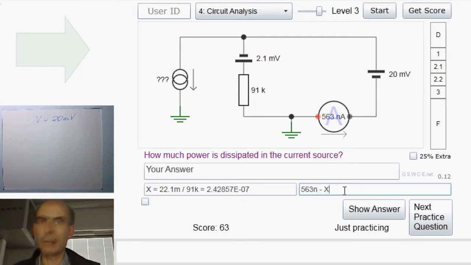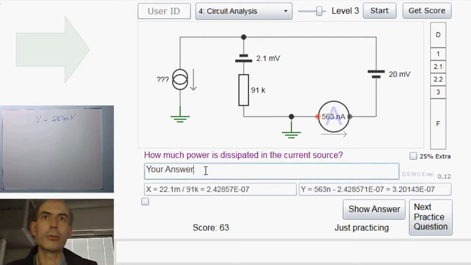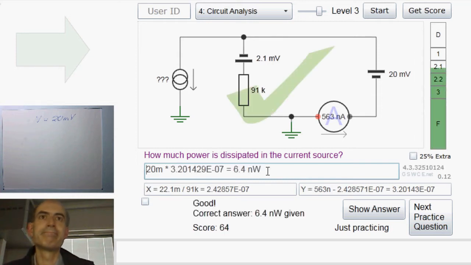So we know that the current through the current source will be 563 nanoamps minus the current flowing down through here, which is X. So we now know the voltage across the current source, and we know the current through the current source, so just multiplying the two together, which would be 20 millivolts is the voltage, and what we worked out here in Y is the current. That will tell us the power being dissipated in the current source. Great.